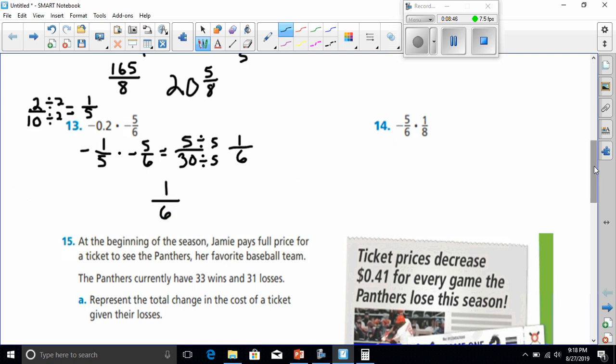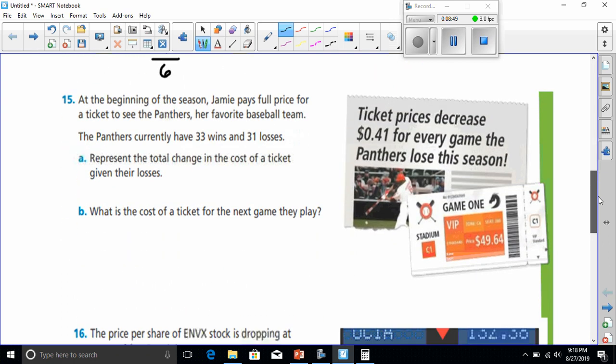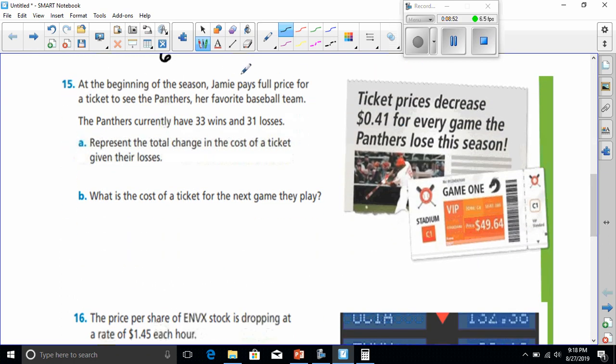All right, looks like it's time to go to number 15. At the beginning of the season, Jamie pays full price for a ticket to see the Panthers, her favorite baseball team. Okay, it looks like the ticket prices decrease 41 cents for every game the Panthers lose this season. Oh boy. Okay. Now it says the Panthers currently have 33 wins and 31 losses. Then it says represent the total change in the cost of tickets given their losses.